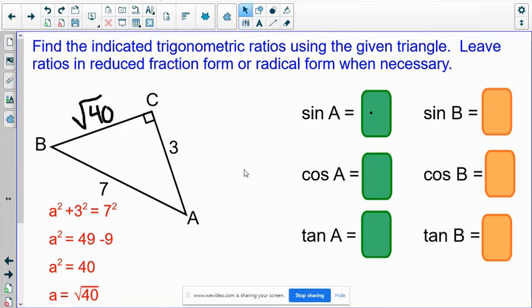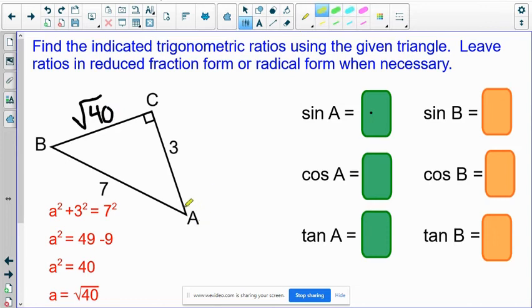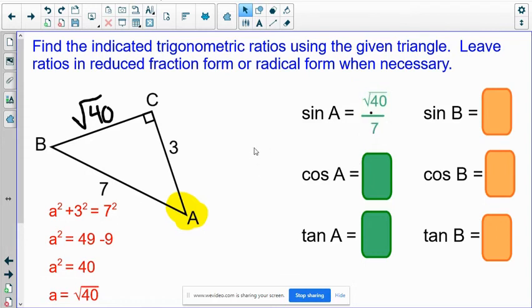Okay, so now we can do our trig ratios. So if I'm looking at angle A, which is right here, opposite angle A would be square root of 40, and the hypotenuse is across from the right angle, which would be 7. So that's what I got, square root of 40 over 7. Cosine of A is adjacent. It's not the 7 because that's the hypotenuse, so adjacent is 3 over 7. And tangent is all the way across, square root of 40 over 3.